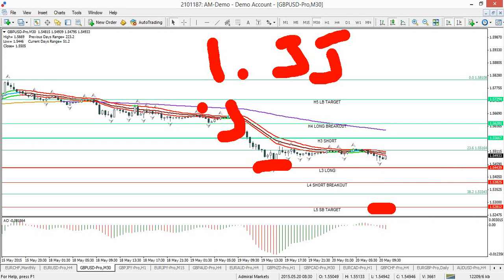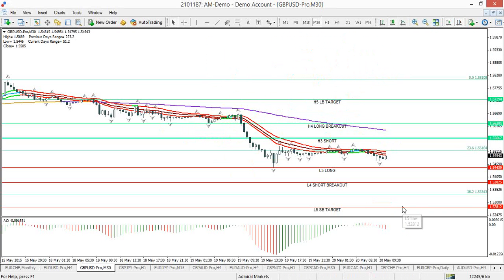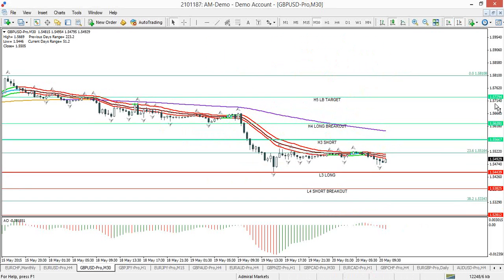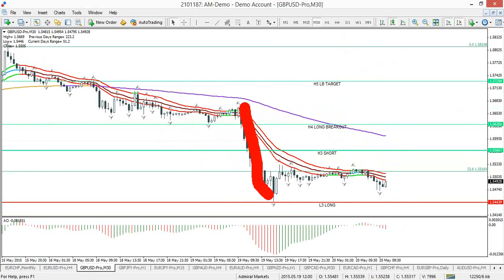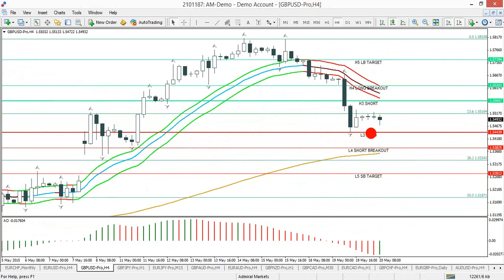The next kind of psychological level is 152.50, sorry. That would be the downside continuation of this momentum scenario. Downside, correction, downside. If that doesn't happen, this could still be a bouncing spot.